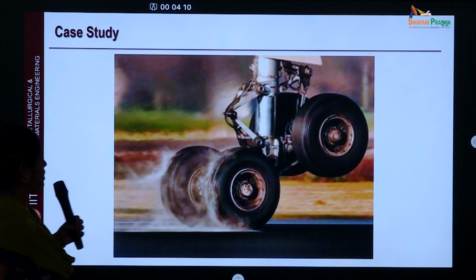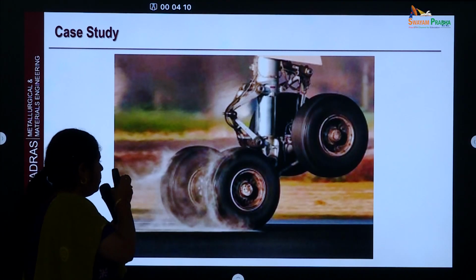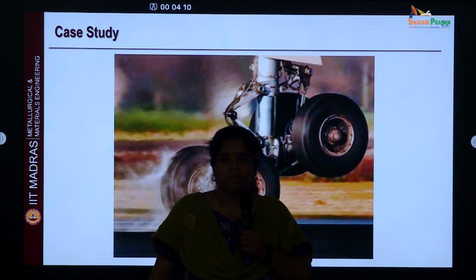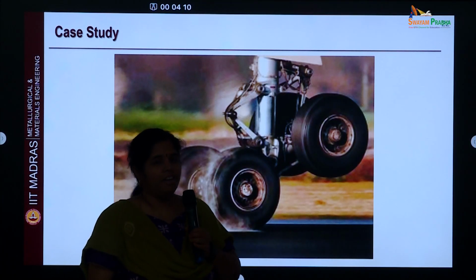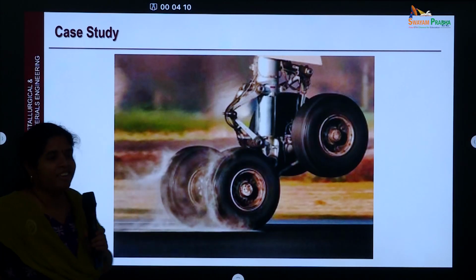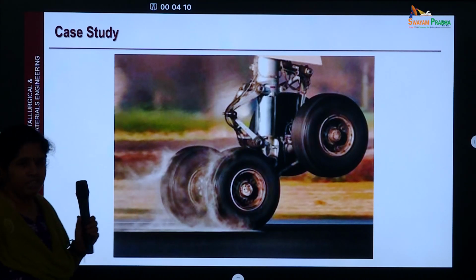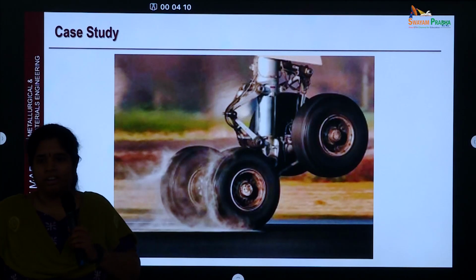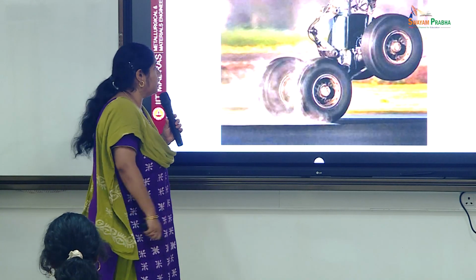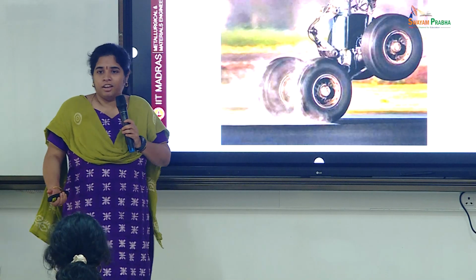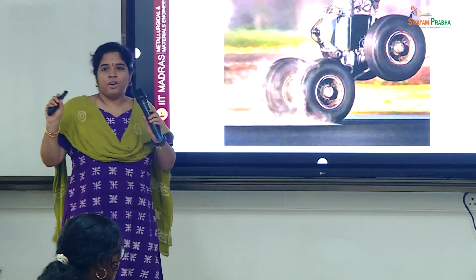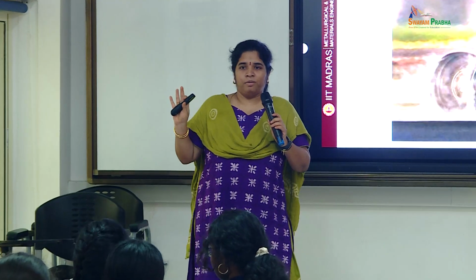So let's go to the case study. What do you think this component is? This is a flight, an aeroplane. What component is it? Landing gear, right? So this is during landing. Every aircraft requires something known as a landing gear. Very, very important. If landing gear fails, flight fails, right? So at least you accept that this is a critical component in an airplane, right?